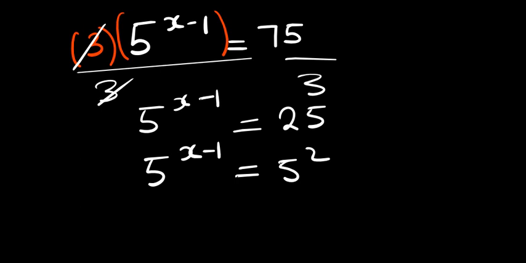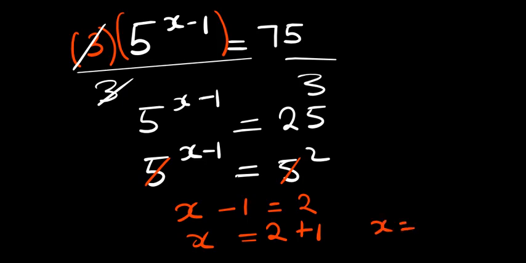Now that I've got this, I'm going to cancel the bases. Now that I've cancelled the bases, I'm just going to equate the powers. x minus 1 will be equal to 2. Then x will be equal to 2. When the 1 goes to the other side, it becomes a positive 1. Therefore x will be equal to 3. x is equal to 3.